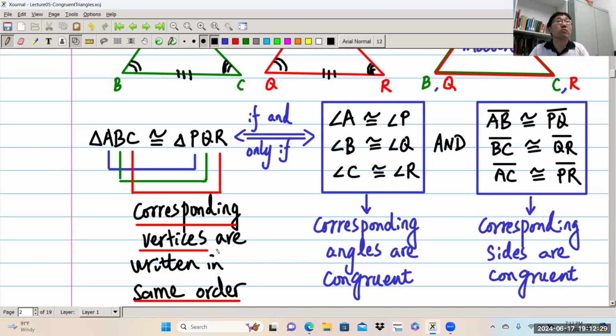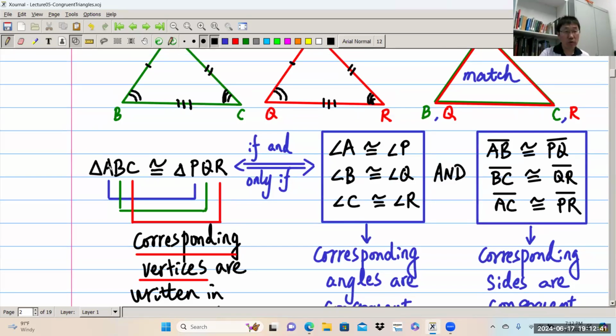So if this writing is correct, then you can easily identify congruent sides and congruent angles. For example, if I ask you which angle in triangle PQR corresponds to angle A in triangle ABC, then you say, oh, angle P. You agree? And if I ask you which side in triangle PQR corresponds to side BC in triangle ABC, then you say, oh, BC, the last two vertices, so it should be QR. Right? You can easily identify corresponding angles and corresponding sides with that correct writing.